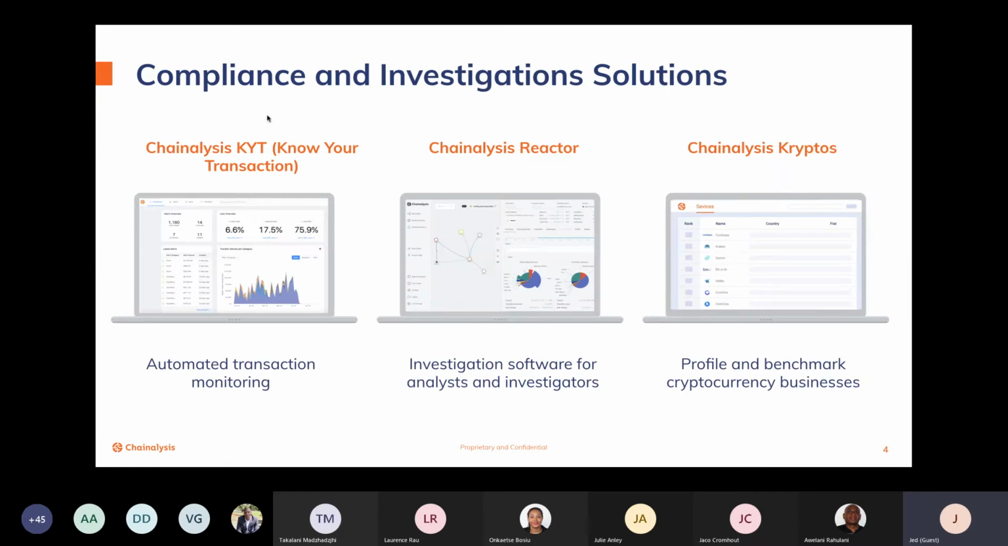In terms of our solutions, the one that I'm going to be demoing today very briefly is the Reactor solution. This is our investigatory and enhanced due diligence solution that enables you to understand the risk involved with cryptocurrency businesses, where they're receiving and sending their funds to, and also enables you to undertake cryptocurrency investigations. So you can start with a cryptocurrency address or transaction hash, and essentially track the payments from there to the services that they interact with. The other service, obviously, is the transaction monitoring solution, and we have the Crypto Compliance solution as well, which can also be used by regulators. It essentially provides risk ratings for cryptocurrency businesses based on their on-chain activity.